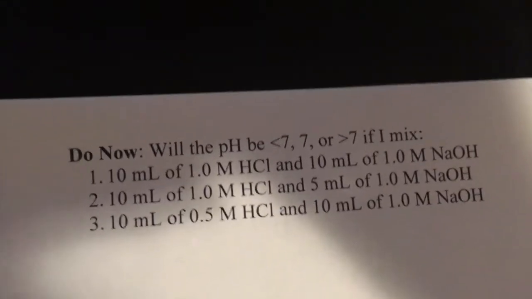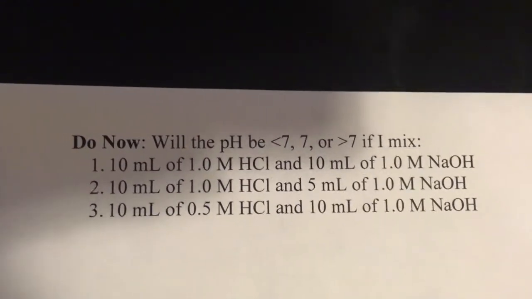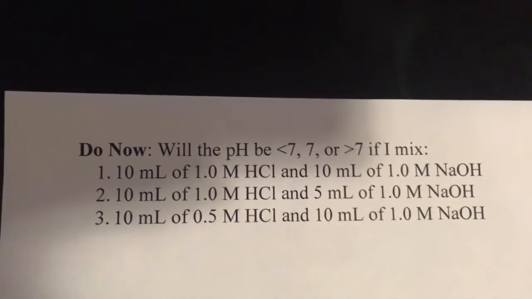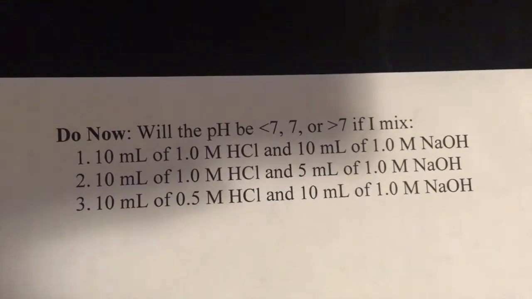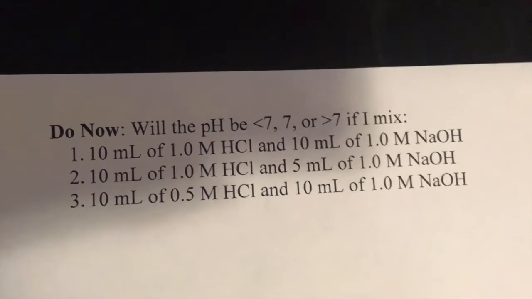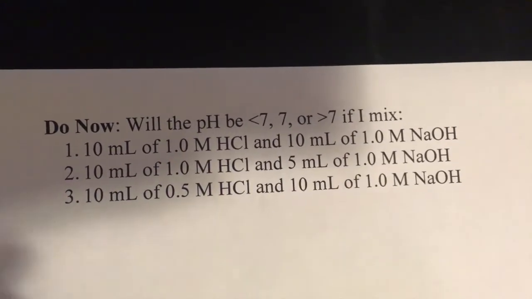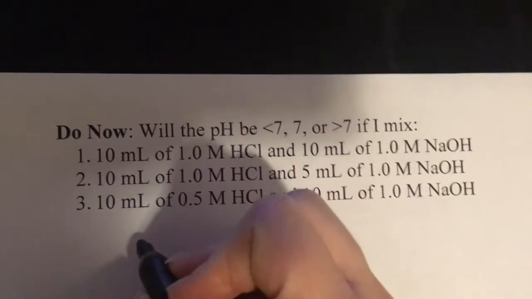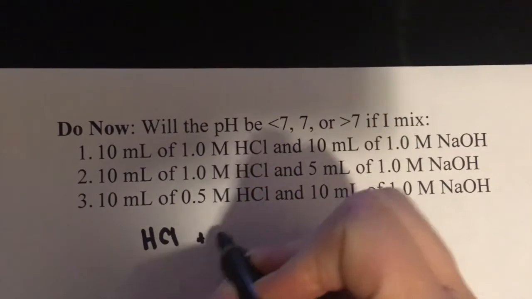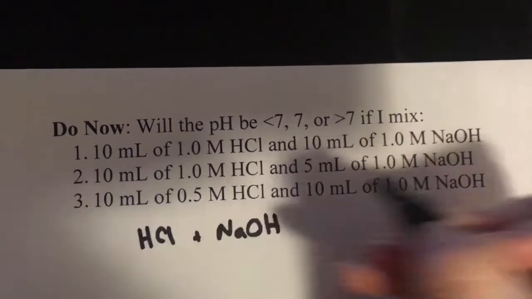All right, folks, take a look at this problem and see if you can answer this on your own. Good, so let's talk about this together. In the first situation, we're mixing 10 milliliters of 1 molar HCl and 10 milliliters of sodium hydroxide. And in all of these situations, we're mixing HCl and NaOH. So we know that HCl is an acid and NaOH is a base.